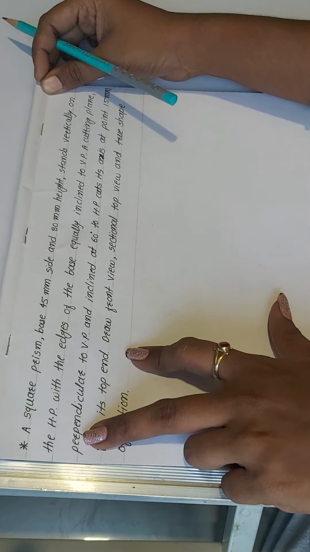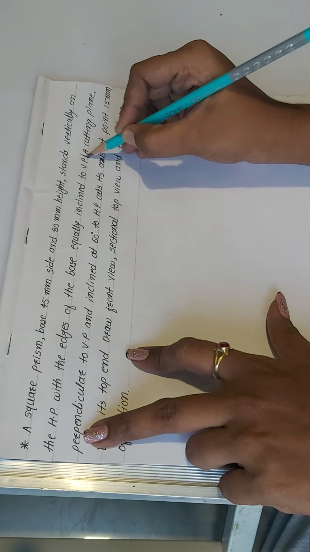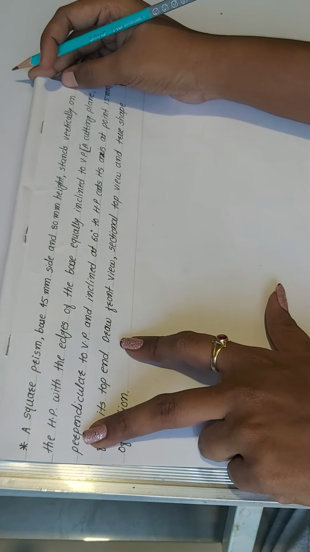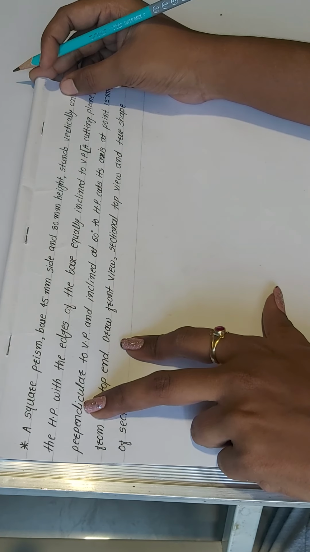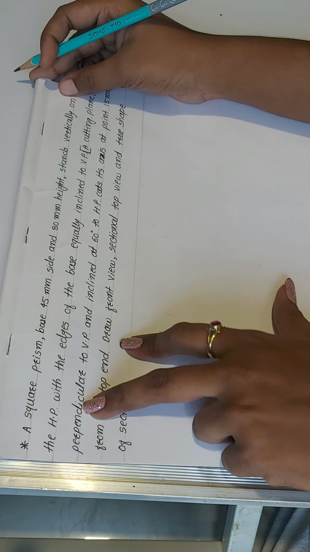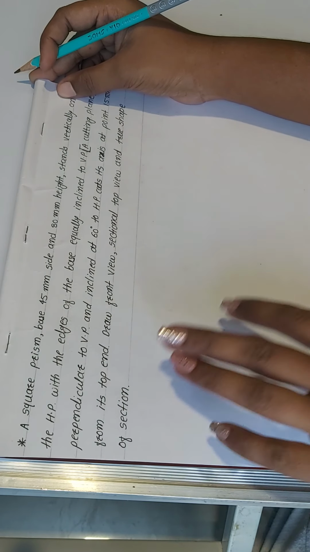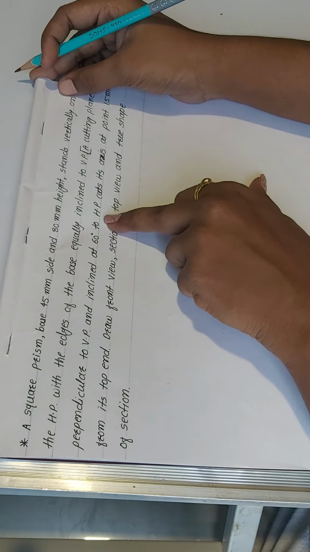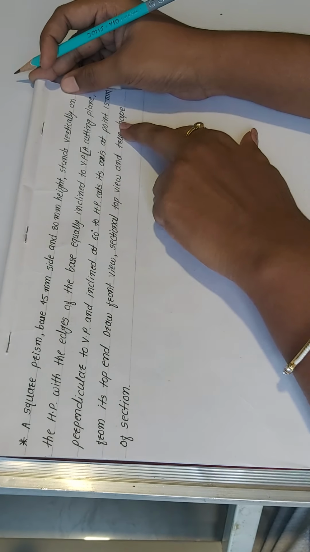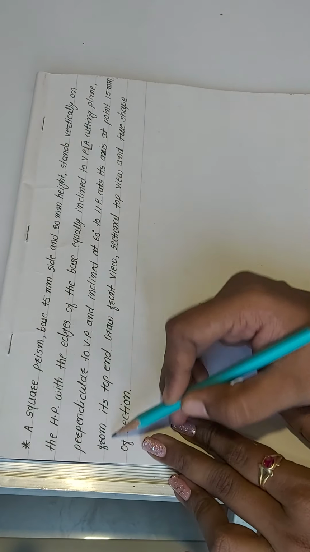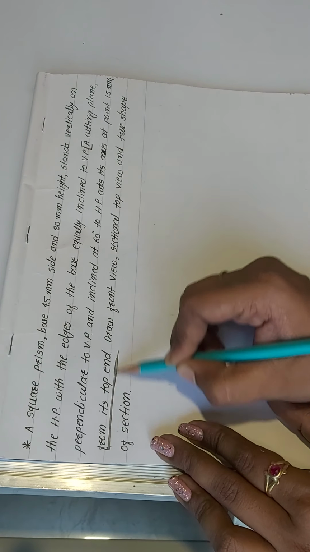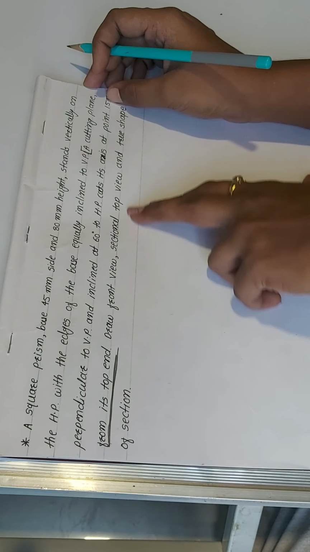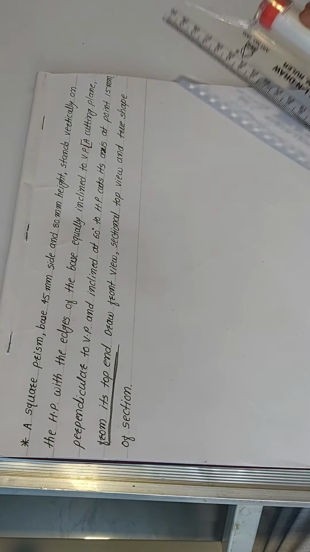A cutting plane perpendicular to VP. When a cutting plane or plane of cutting, that type of words are in your statement or problem, that shows the condition of the cutting plane: perpendicular to VP and inclined at 60 degree to HP, cuts its axis at a point 15 mm from its top end. We have to cut that axis from the top end. Draw front view, sectional top view and true shape.